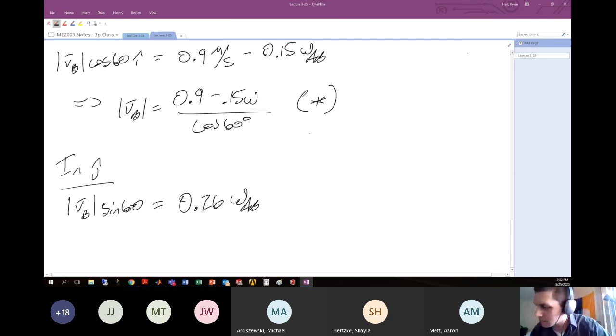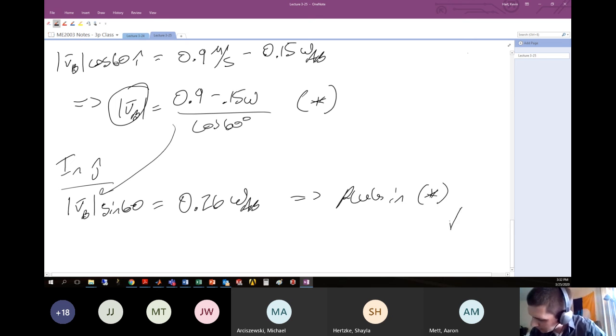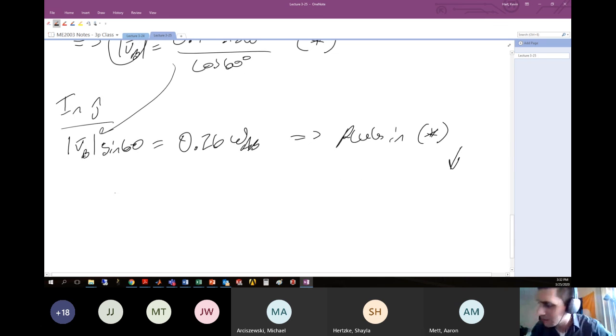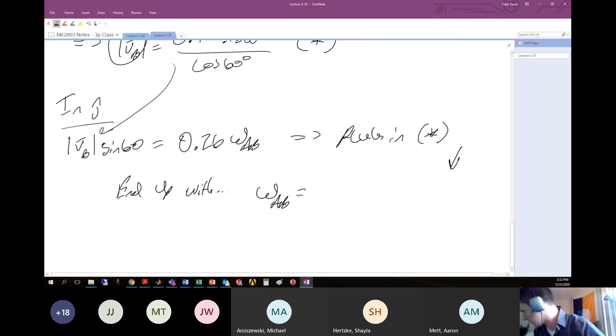So I can take what I solved for previously, this VB, plug it in down here. So here we'll plug in what we got from star. And we're just solving simultaneous equations here. And you'll end up, after some algebra, with omega AB equal to 3 radians per second. That is the magnitude of my angular velocity vector. Okay?